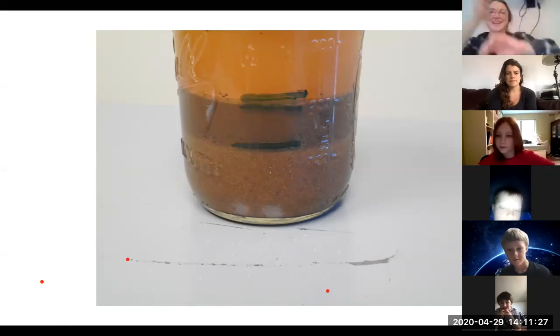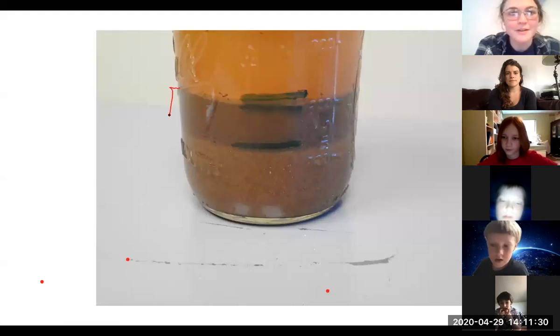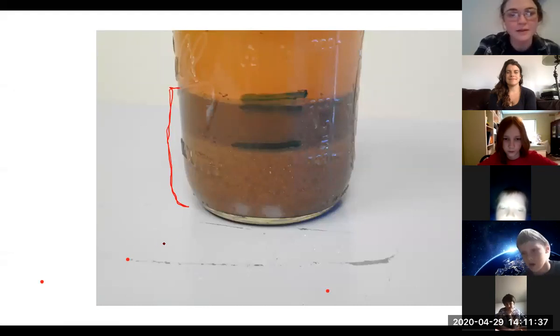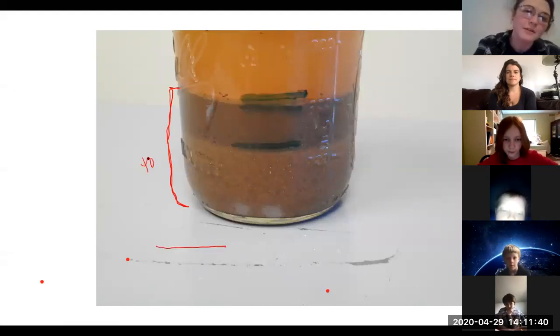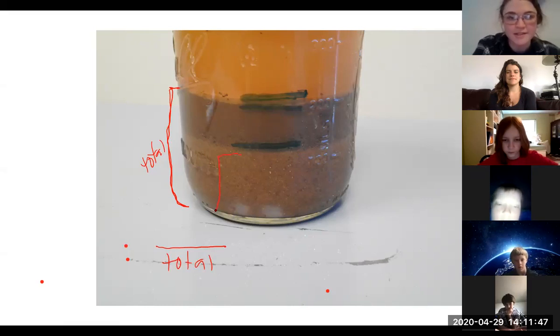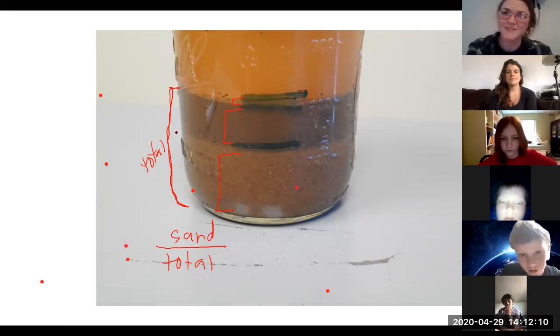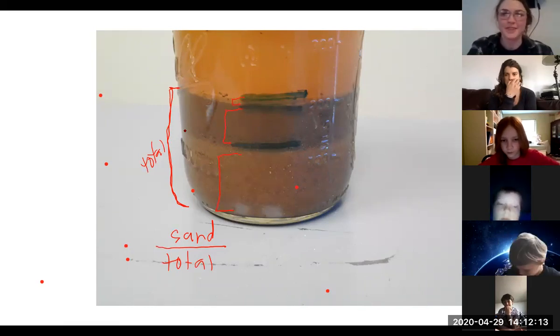Okay. So we would measure this whole height here, and we would calculate that. We would put that total height in the bottom. And then we would measure the height of just the sand and the height of just the silt and just the clay. For each of those, if we wanted to calculate the percentage of the sand, we would put this thickness over the total, and that looks like it might be a little over 50%. It looks like maybe half, maybe 50, 60%. So that's how you would get that.